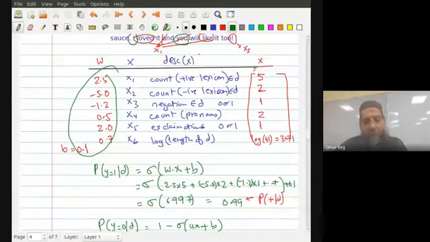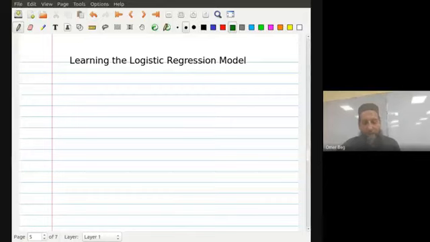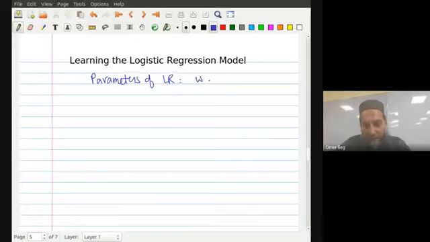So now we are going to see how we learn this logistic model, and how we are going to learn these values of W and B. The parameters of the logistic regression model are the vector W and this scalar value B.